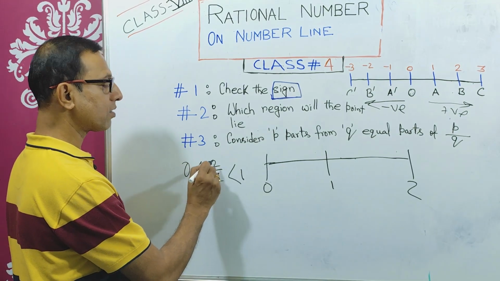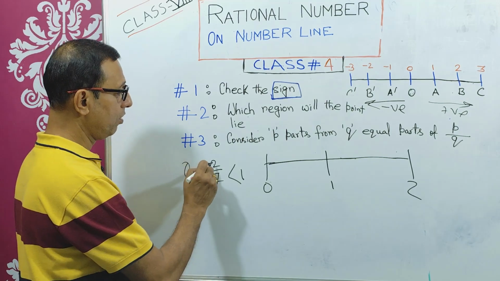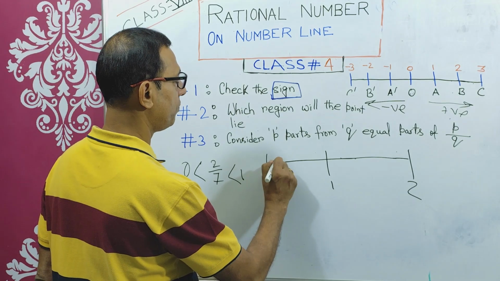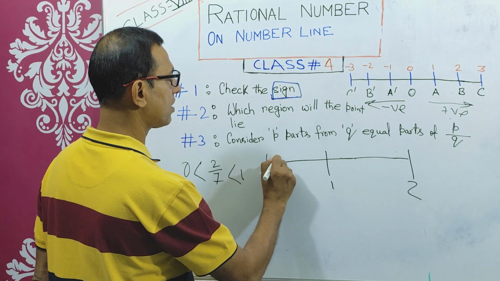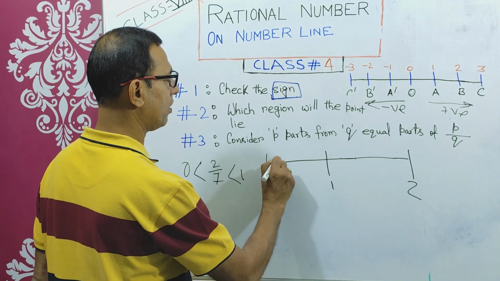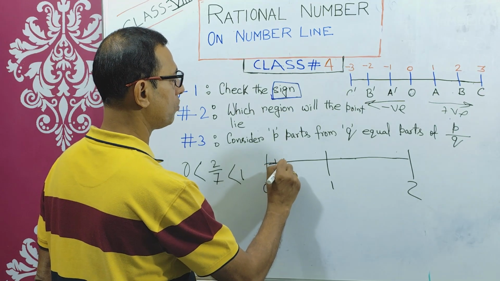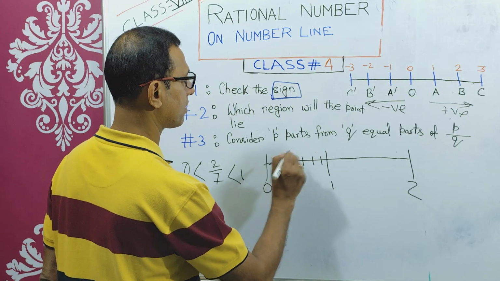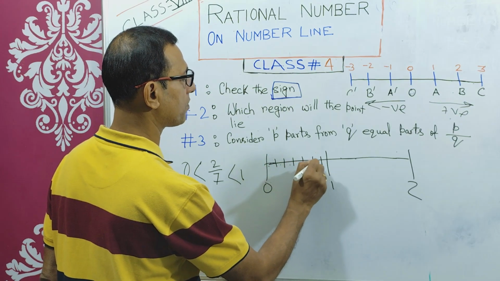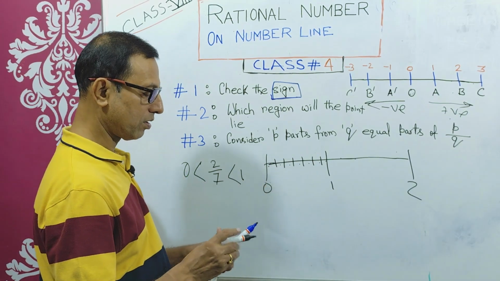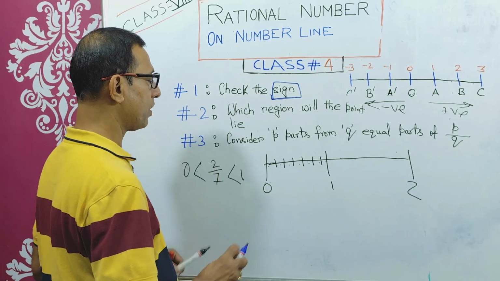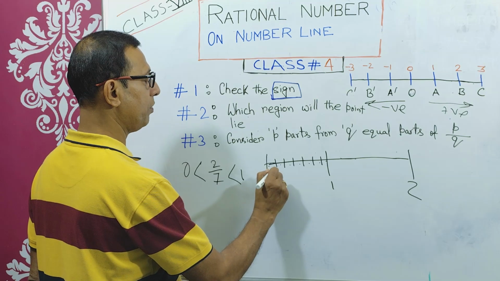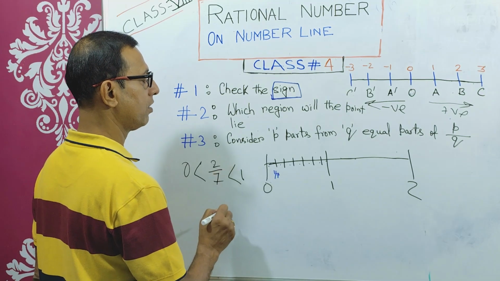Now, consider the fraction: 2 parts from the given 7 equal parts. So you divide the space between 0 and 1 into 7 parts. 1, 2, 3, 4, 5, 6, 7. There are 7 parts, right? So if there are 7 parts, then what will each point be? The first point will be 1 by 7.